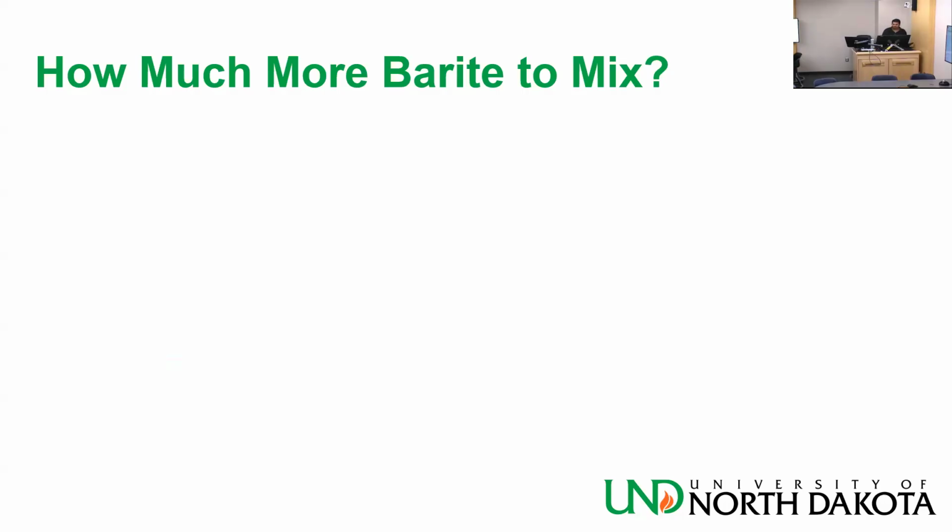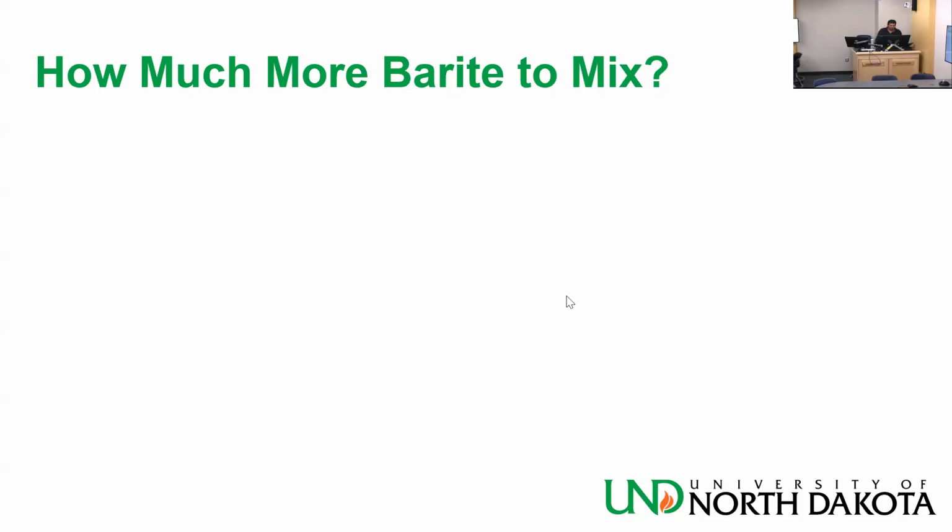How much more barite to mix? Okay, so now you know the kill mud weight. So you need to increase your mud weight from 9.6 to whatever. How much? You're not going to tell the mud engineer how to do it. You're going to tell your mud engineer, we need to increase the mud weight from 9.6 to 13. The mud engineer will say, okay, this is how much barite we need to mix with this much water to get to that value.